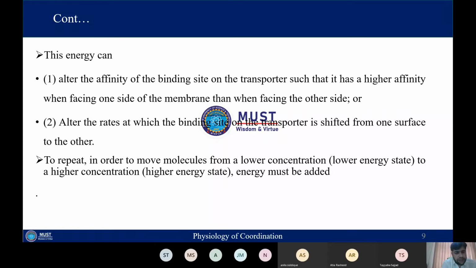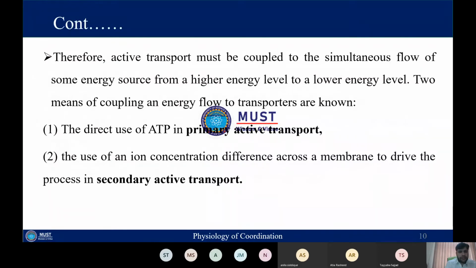And the third function of this energy is that in order to move molecules from lower concentration to higher concentration, energy will be required. It will be continuously required to carry out this process. So these are the important functions of the energy. That's why we can say that energy is very much required to carry out the process of active transport. So active transport should be coupled with the flow of energy from a higher energy level to a lower energy level. Meaning energy should be provided from a specific type of energy source to carry out the active transport.